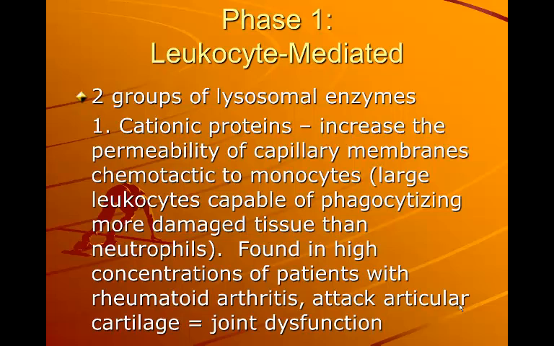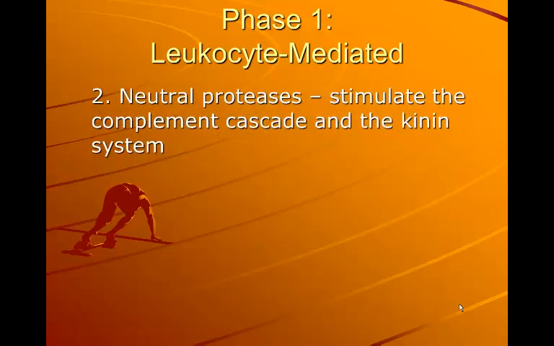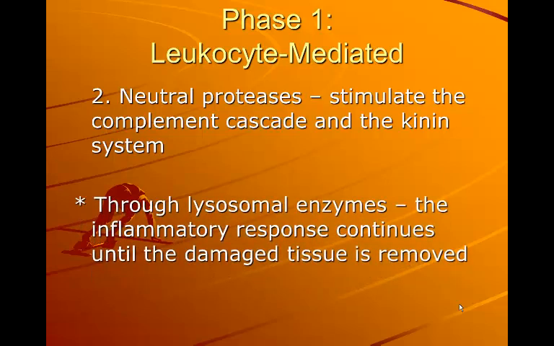They're found in high concentrations in patients with rheumatoid arthritis. They do attack articular cartilage, which can create joint dysfunction. Neutral proteases stimulate the complement cascade and the kinin system. Through lysosomal enzymes, the inflammatory response continues until the damaged tissue is removed.